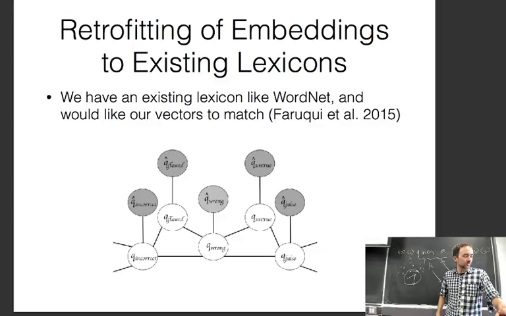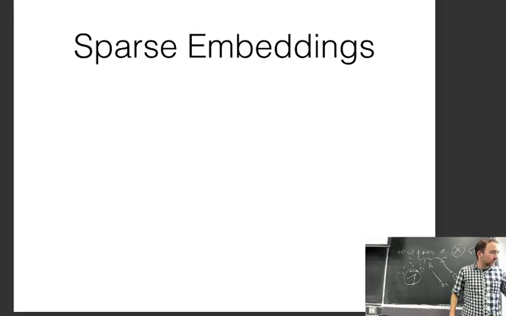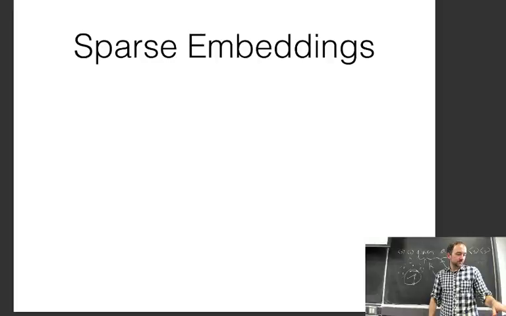So one other thing that I mentioned was a problem was that word embeddings are not necessarily interpretable. That might not necessarily be a problem if you just like to use them, but sometimes you would like to know what's going on under the hood. One way to solve this problem and make them more interpretable is by doing sparse embeddings. There's a number of methods to do this.